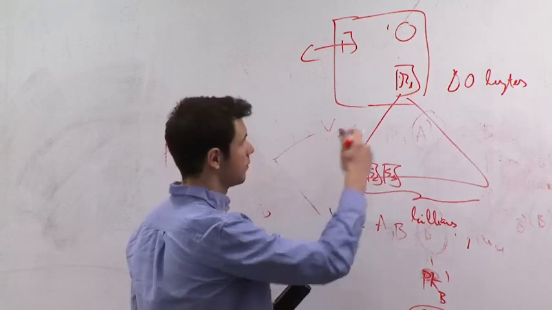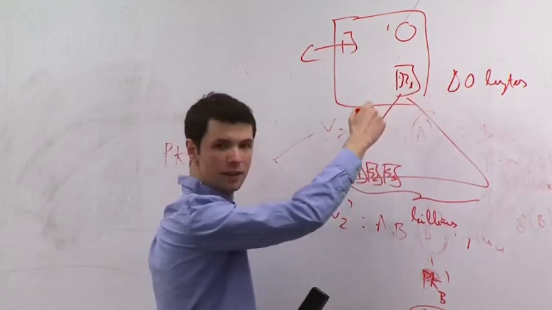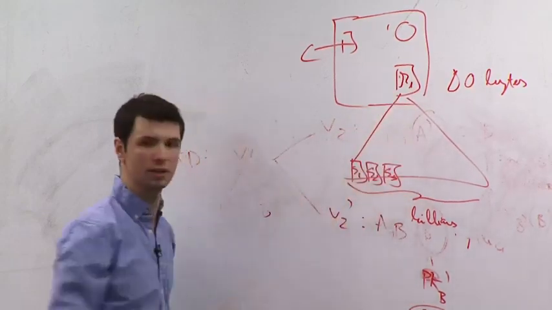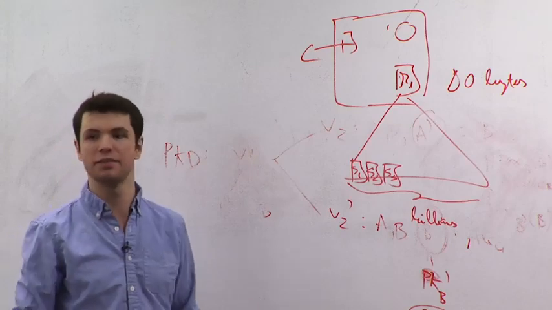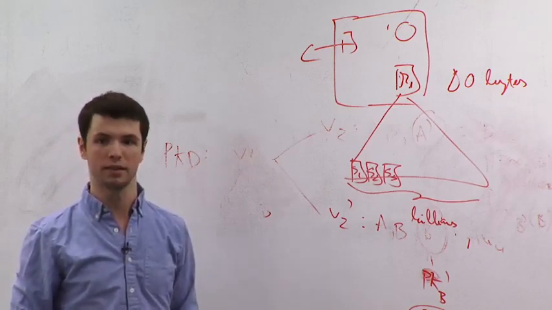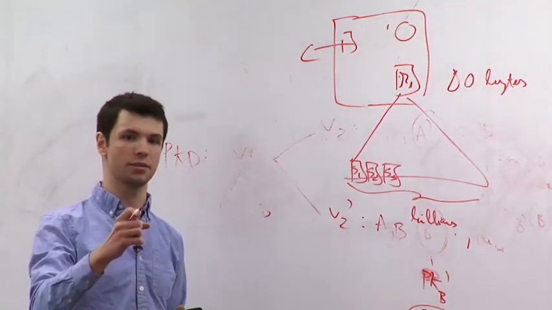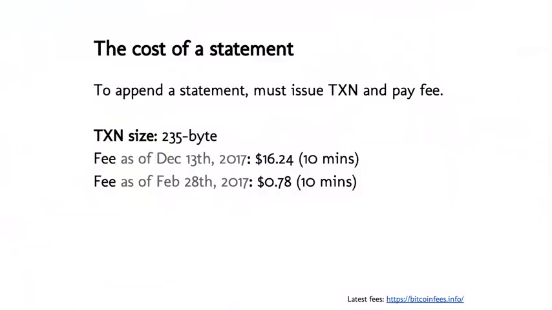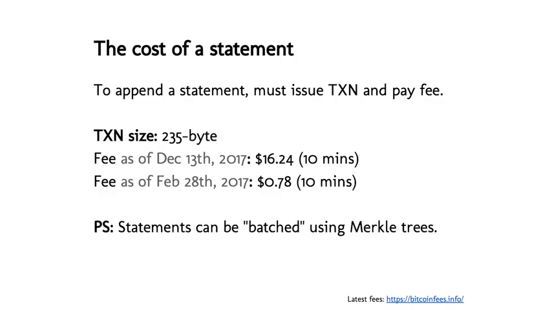So now, remember, the blockchain will only store the root hash. This Merkle tree will be stored by the log server, perhaps, or by a different party. They don't have to be the same party. Does that make sense? Does that answer your question? Yeah? All right. So that was my next point. Statements can be batched with Merkle trees.